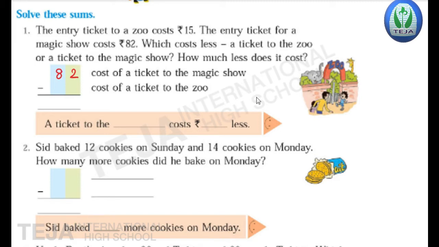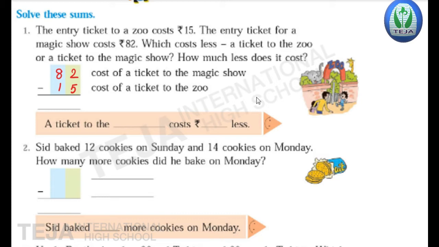Next, second statement. Cost of a ticket to the zoo. So the cost of a ticket to the zoo is how much? 15. Now subtract these two, we will get the difference amount. Okay. Now first subtract the digits in the ones place. The digits are 2 and 5. 2 is the smaller number, 5 is the bigger number.